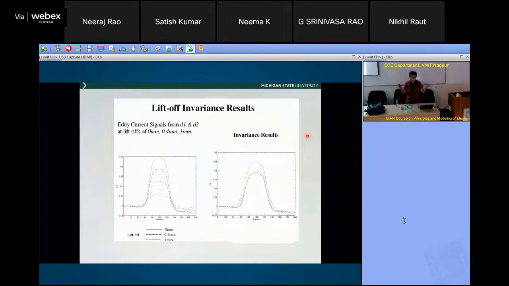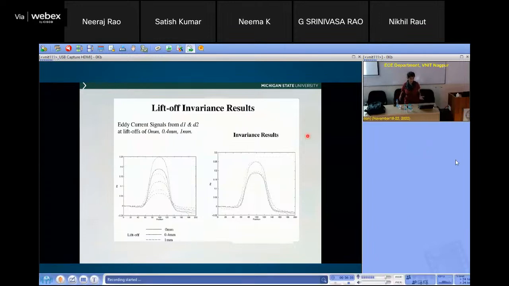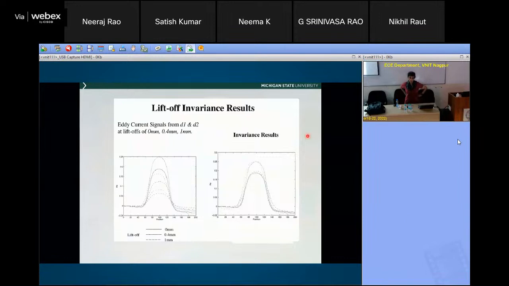And after the invariance, which I didn't describe, but there is a way to do the invariant, you can see that they collapse. From this, I generate a signal which is independent of the liftoff. I get defect D1 and defect D2. So such methods are very useful. You can really do this. Okay. So this is one example, and I think in the signal inverse problem part of the course, he'll get into details of this.